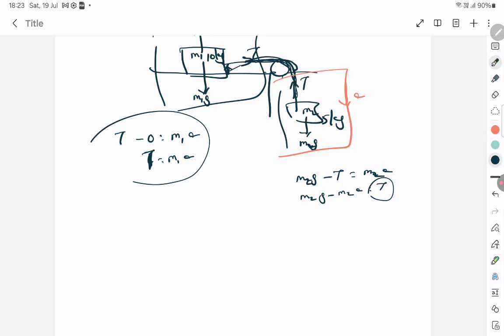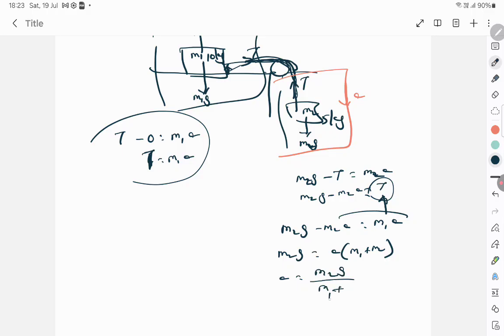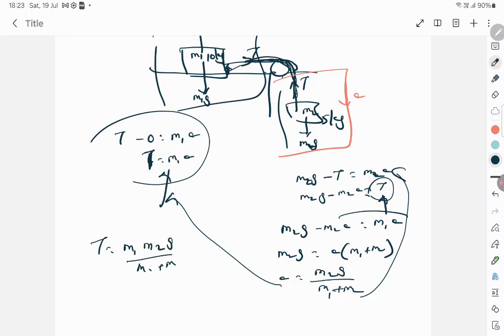So T itself is m2g minus m2A. Let's take the left side, we got T to be m1 into A. Substituting T as m1A here, m2 into G minus m2 into A is equal to m1 into A. Consolidating A together, you get A into m1 plus m2. So A is equal to m2 into G by m1 plus m2. And that is the acceleration that I'm getting. Once you get the acceleration, you can substitute in one of the equations, and thus you can get the tension, or you can even substitute it here. This is even easier. T is equal to m1 into A, which is m2g by m1 plus m2.